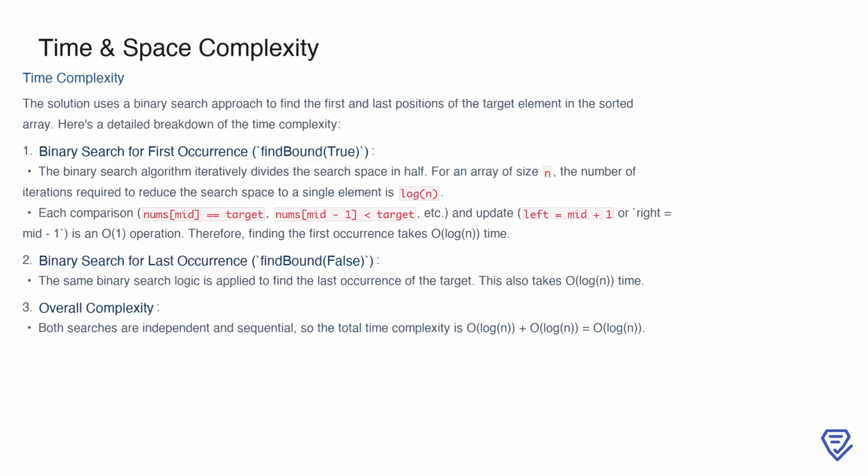Similarly, when locating the last occurrence using findBound(false), the same binary search logic is applied, resulting in another O(log n) operation. Since these two searches are performed sequentially and independently, the total time complexity is O(log n) plus O(log n), which simplifies to O(log n).